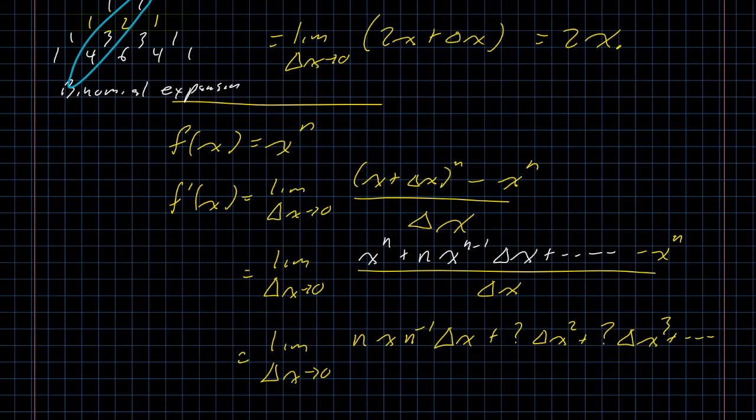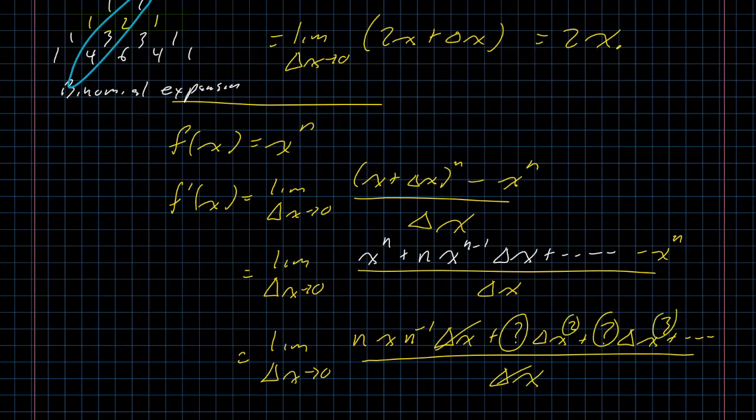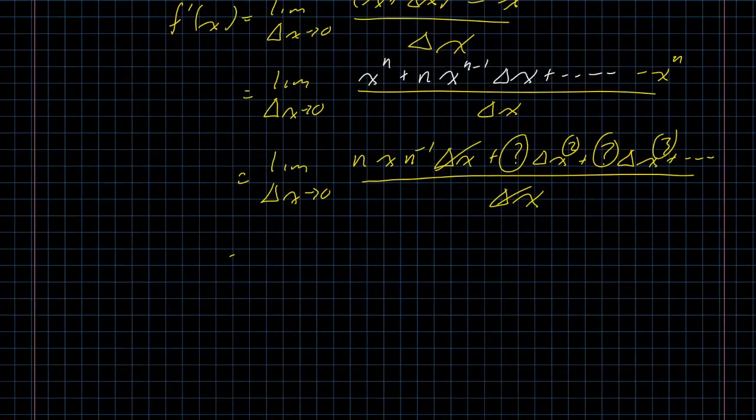So we'll have delta x squared, we'll have delta x cubed, and so on. I don't care what the coefficients of these things are. I'm putting these question marks because I don't care. The important thing is that when I divide off the delta x, that first delta x will cancel out, and we'll lose one of the factors of delta x in all the other terms here.